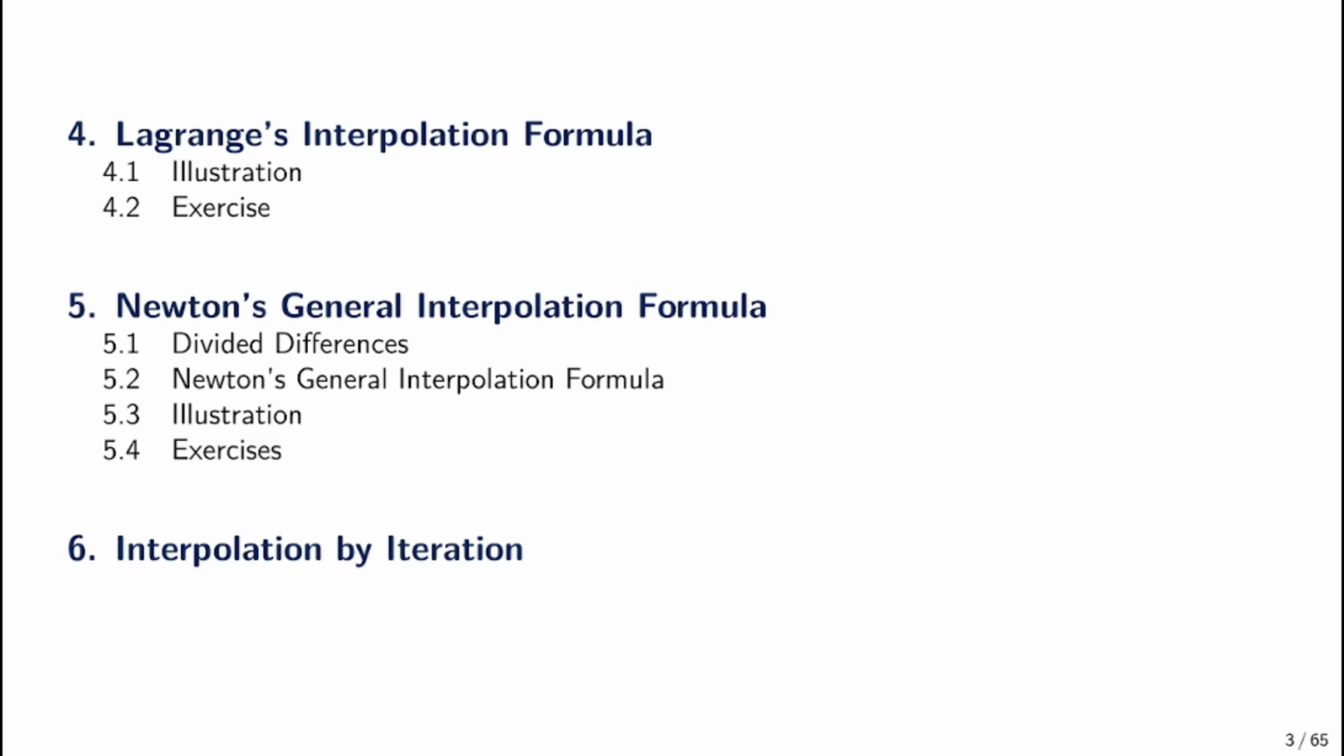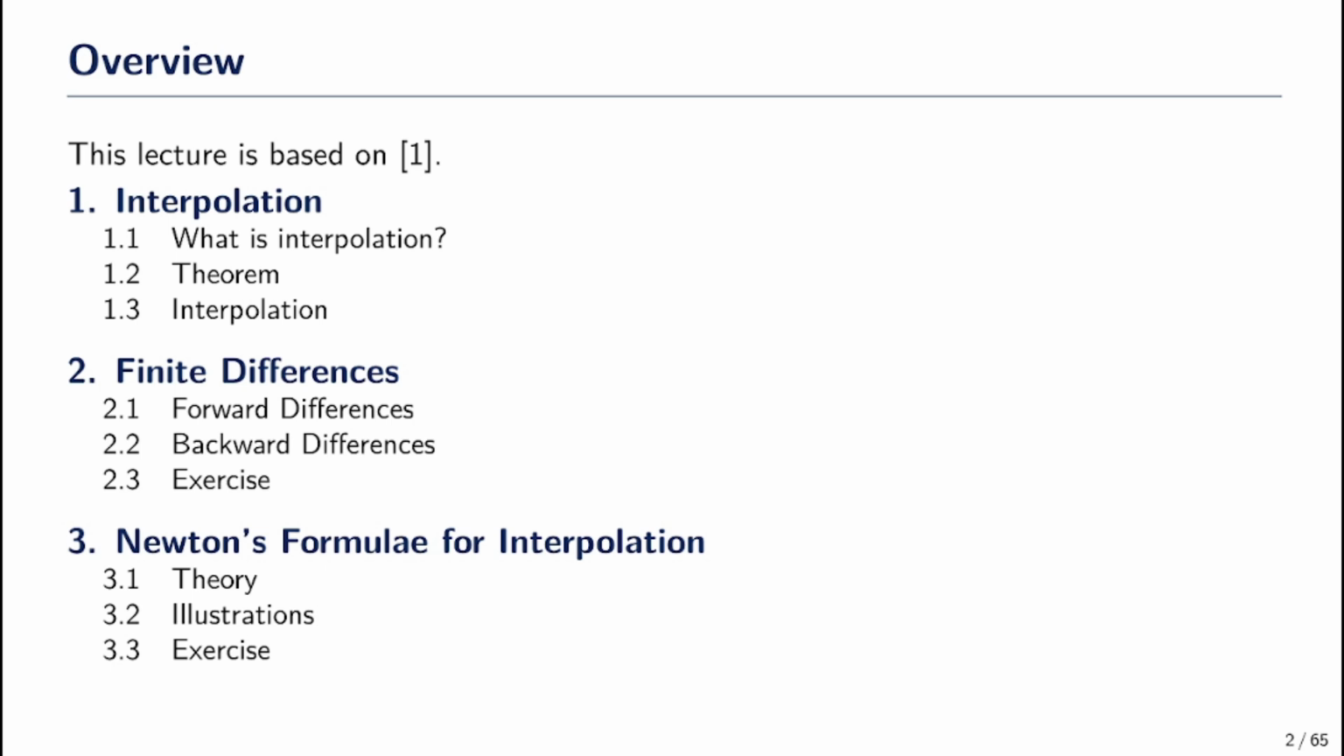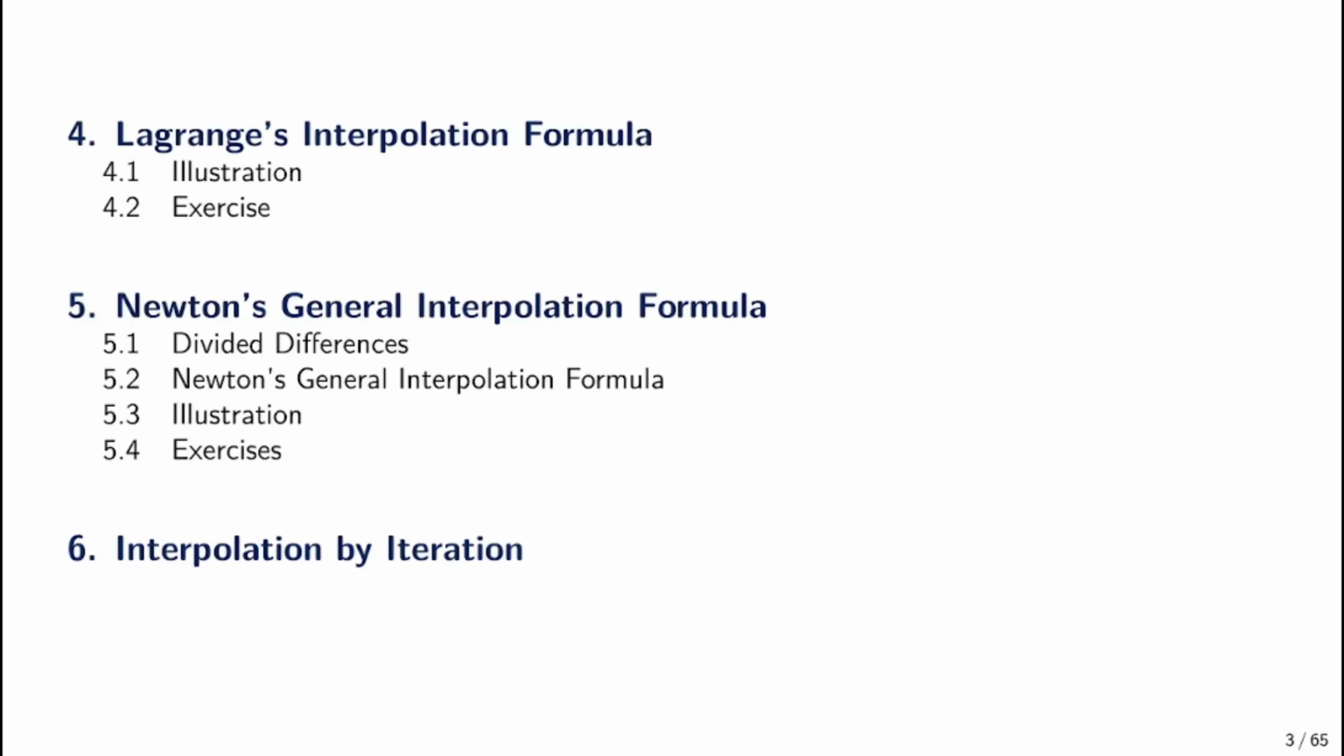One can recall that Newton's formulae for interpolation, either the backward formula or the forward formula, were used when the points x0, x1 up to xn were equally spaced. If the points are not equally spaced, we were using Lagrange's interpolation formula.